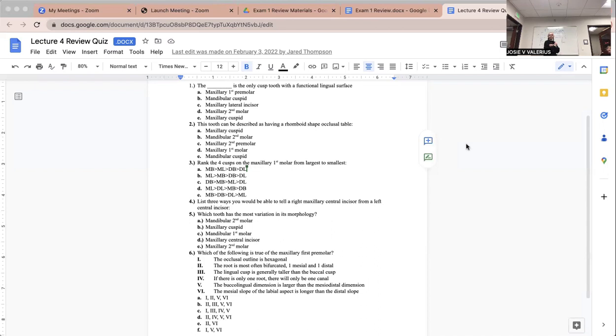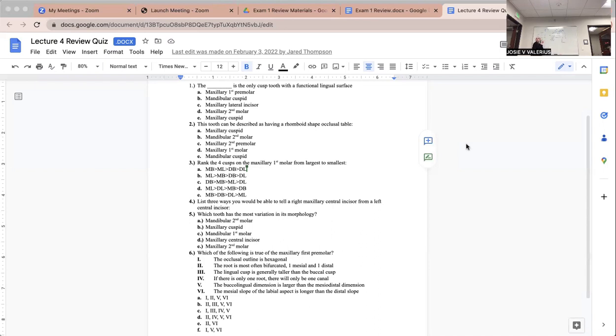The maxillary second molar. Yes, yeah. So the maxillary second molar has 3 different variations. You don't really exactly need to know what they are. Just know that there's 3 different variations of the maxillary first molar.